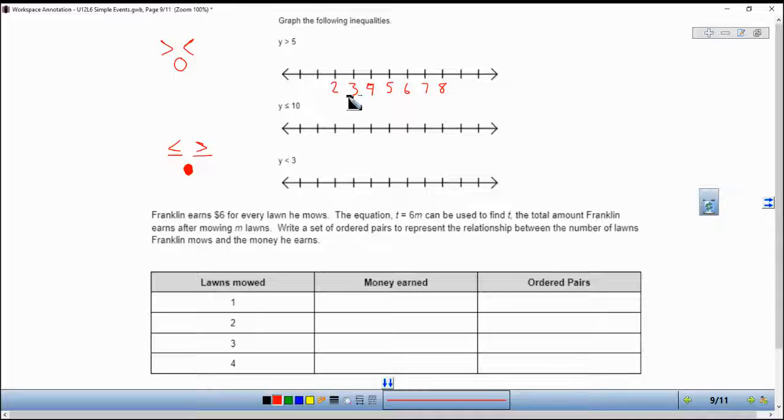All right, so to do this, we would think about what kind of dot we would put at the 5, because that's where we're starting our thinking about this inequality. Y is to be greater than 5, but not equal to 5. Since it's not equal to 5, we're going to put a circle here.